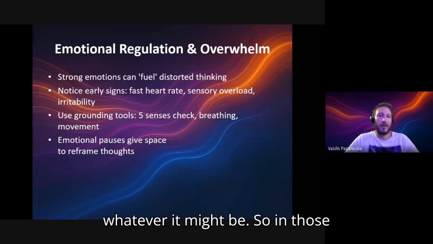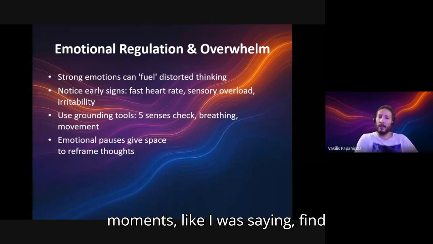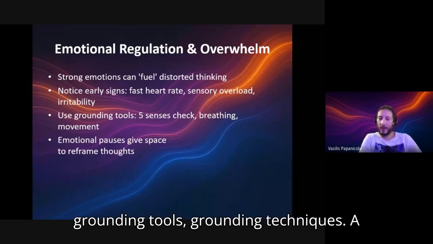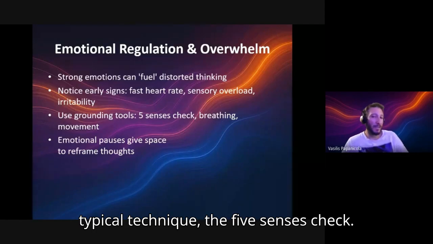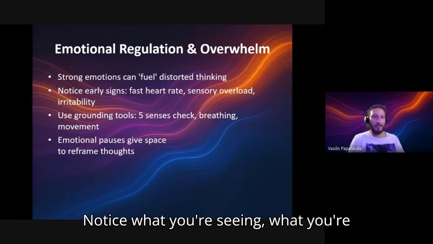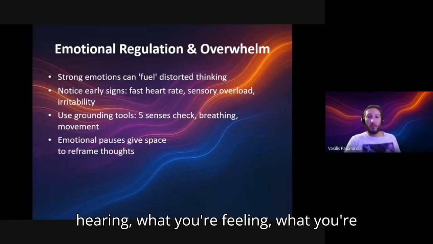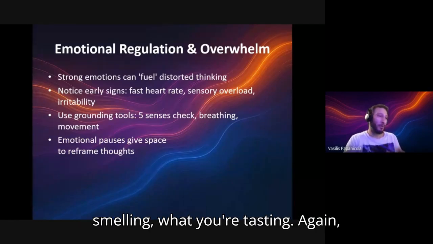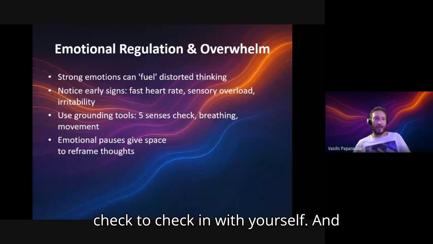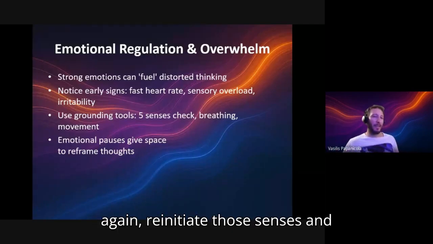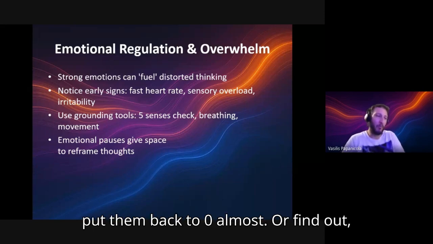Whatever it might be, in those moments, like I was saying, find grounding tools, grounding techniques. A typical technique is the 5 senses check. Notice what you're seeing, what you're hearing, what you're feeling, what you're smelling, what you're tasting. Again, write it down. Do a little touch point check to check in with yourself.